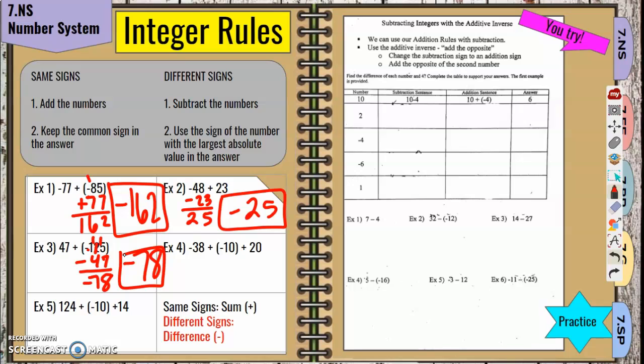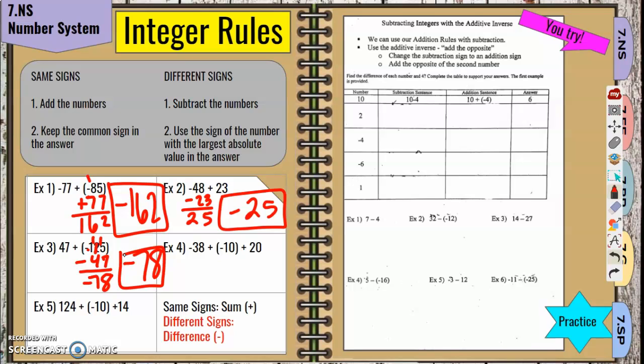When you have more than 2 numbers, so like number 4, I have 3 numbers that I'm adding. We can't add them all at the same time. So I'm going to use the commutative property, which states it doesn't matter what order you add, you're going to get the same answer. So when I have multiple numbers, I'm going to go ahead and add numbers with the same sign. So for number 4, I have negative 38 plus negative 10 plus 20.